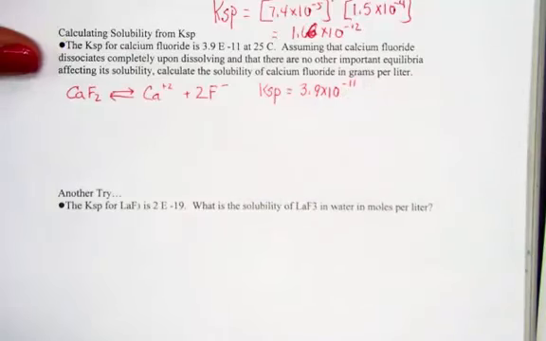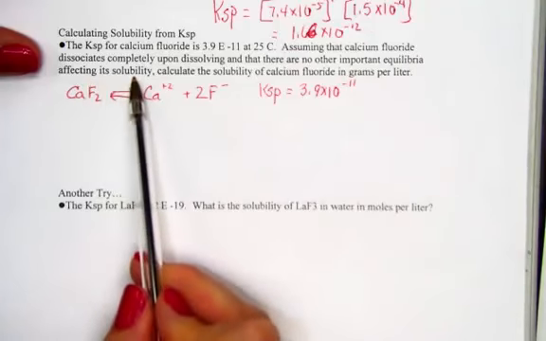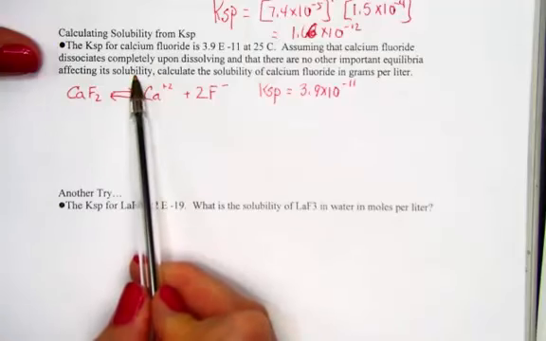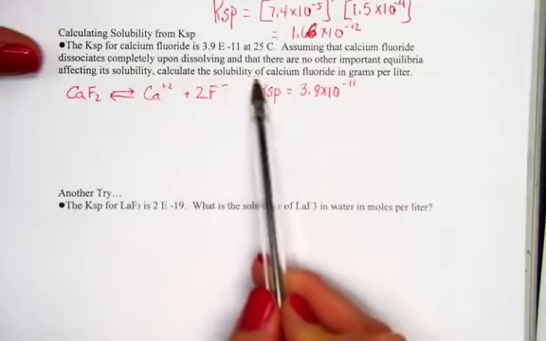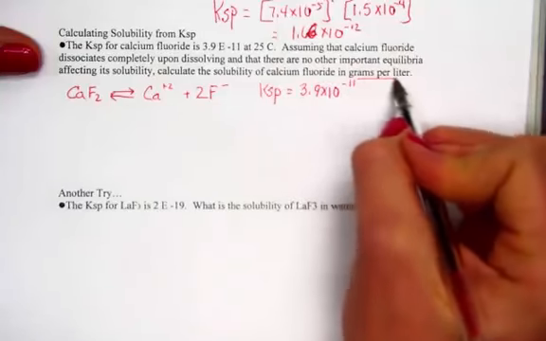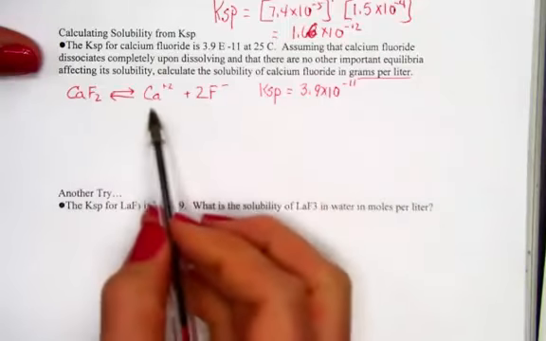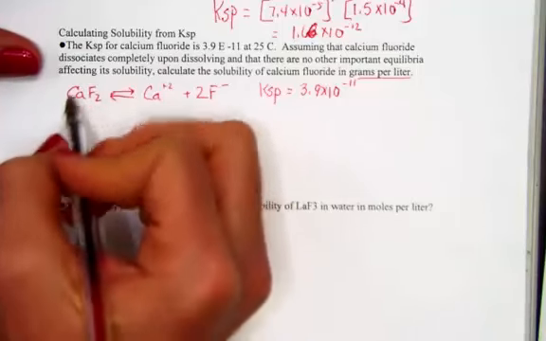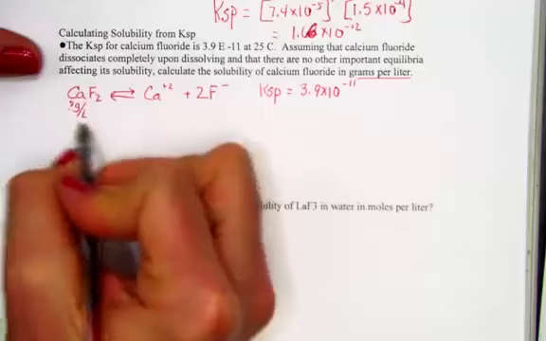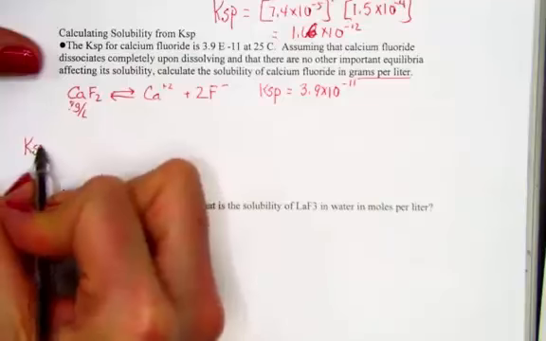Assuming that calcium fluoride dissociates completely, there's no other important equilibria affecting its solubility. That's placed in the problem to just tell us there's no common ion effect, which would affect solubility. We're being asked to calculate the solubility of calcium fluoride in grams per liter. Grams per liter ends up being our target. So, we're asked to find ultimately how many grams per liter of this solid salt is dissolved. Let's take a peek at what the expression is showing us.